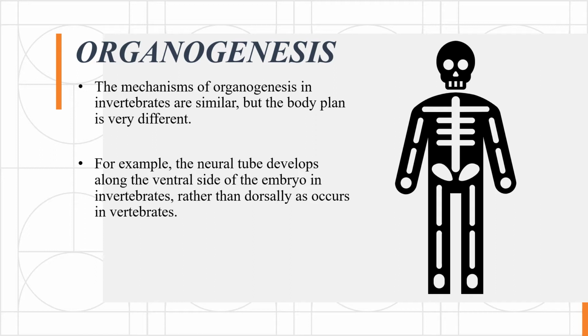plan is very different. So when you say the body plan, of course, this is the axis formation of different animal models. So as you all know, there are some cells that do go dorsally or ventrally. Some other cells would actually go posterior or anteriorly. So the basis of this organogenesis is very different when it comes to the body plans of different species. And for example, the neural tube develops along the ventral side of the embryo in invertebrates rather than dorsally as it occurs in your vertebrates.